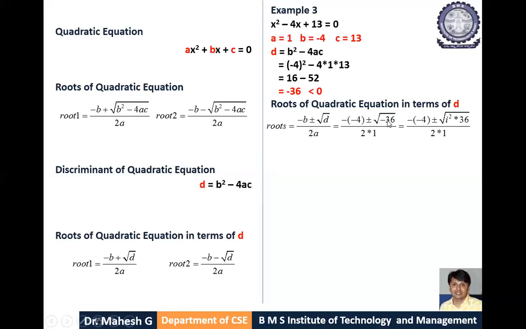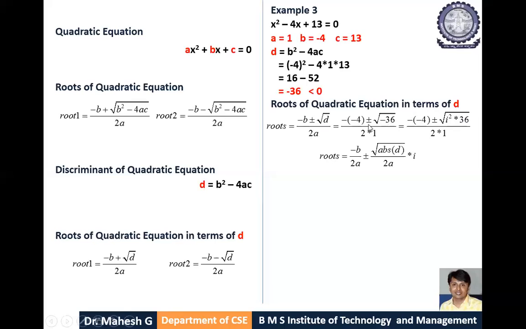Now we can write this minus 36 as i square into 36. This is because from mathematics, we know that i square is minus 1. So minus 36 can be written as i square into 36. So let us try to generalize this expression.